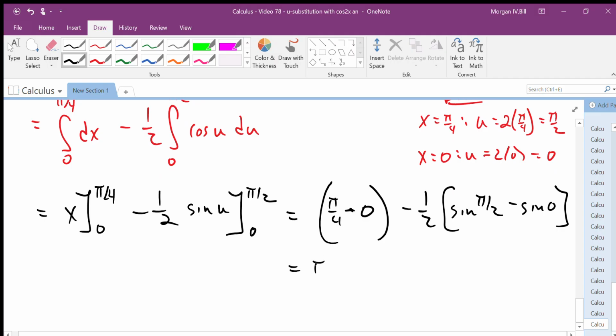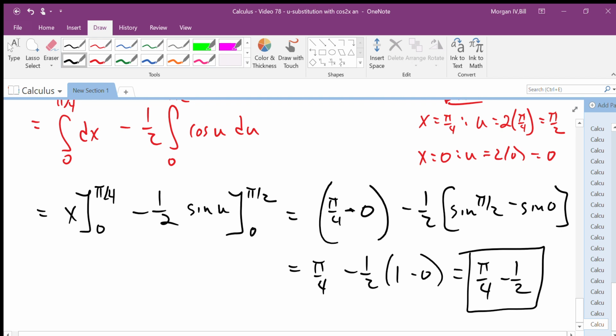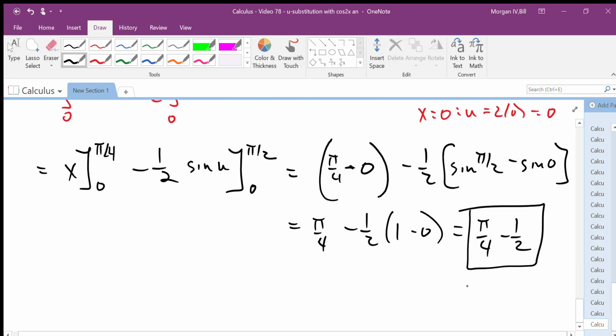Pi over 4 minus 0 is pi over 4, minus 1/2. Sine of pi over 2 is 1, and sine of 0 is 0. So I probably should have put that on there, 1 minus 0. And we get pi over 4 minus 1/2, which is a very fine answer. Or, if you'd like to put that in your calculator, pi divided by 4 minus 1/2 is about 0.29, somewhere about there. Okay, and that is how we integrate sine squared of x and cosine squared of x.